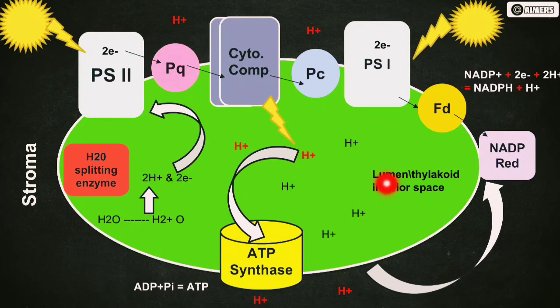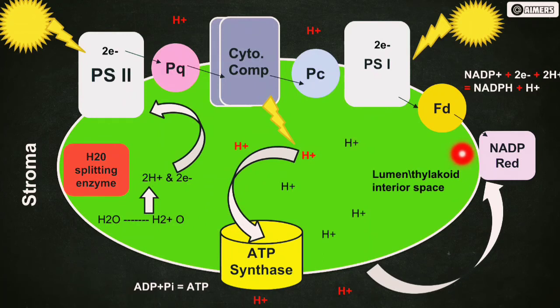Now do remember two most important points. Light reactions, cyclic and non-cyclic photophosphorylation and chemiosmosis, they all take place on the thylakoid membrane. But the products, which are NADPH and ATP, are released in the stroma. You see that this whole black portion is stroma. So the NADPH is produced or released into the stroma, and this ATP is also produced or released into the stroma.